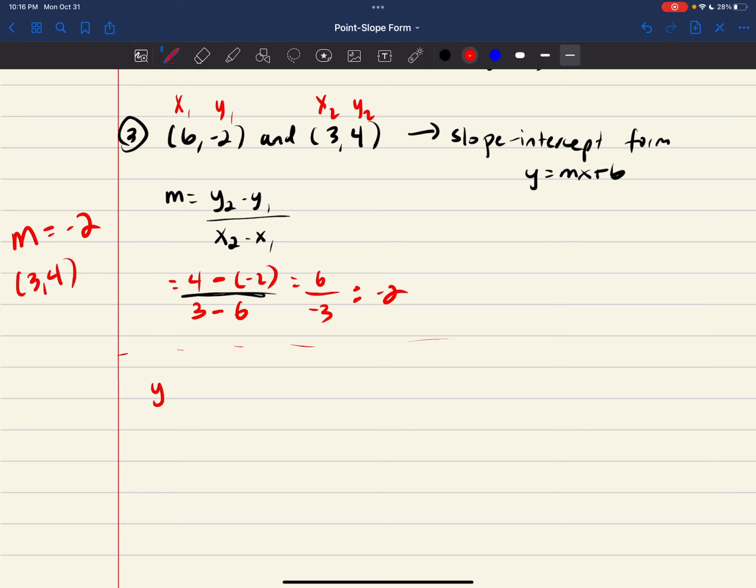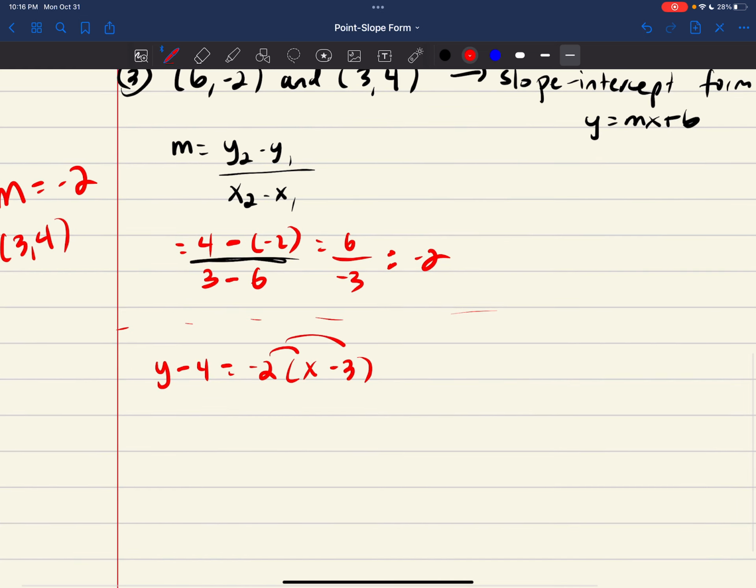So I have y minus 4, right? This is my y1. I'm going to replace y1 with 4, which is equal to my slope, negative 2, times the quantity x minus 3. And then I'm going to go ahead and just use the distributive property. So I have y minus 4 is equal to negative 2x plus 6. I'm going to add 4 to both sides, and I'm left with y equals negative 2x plus 10.